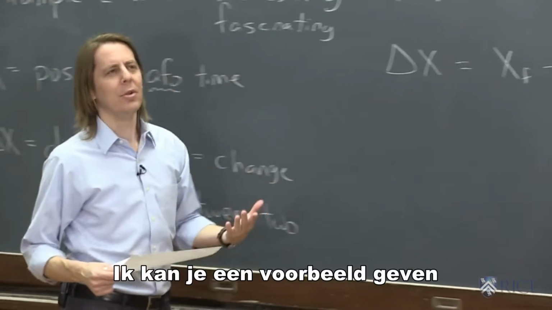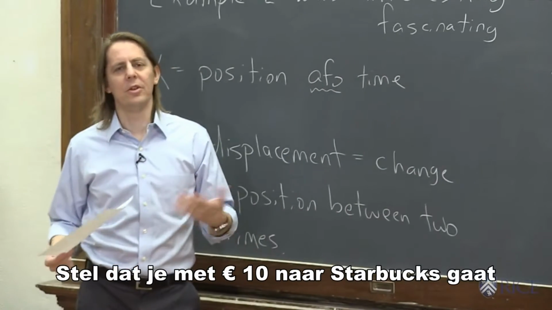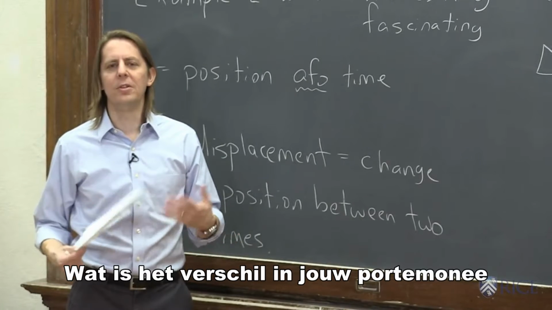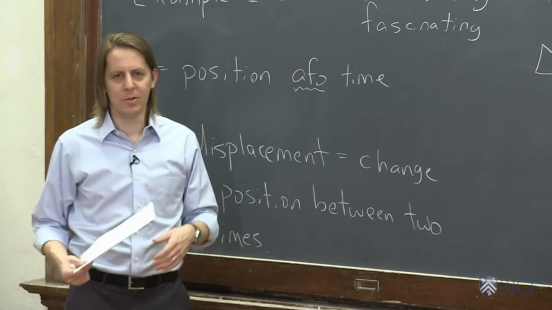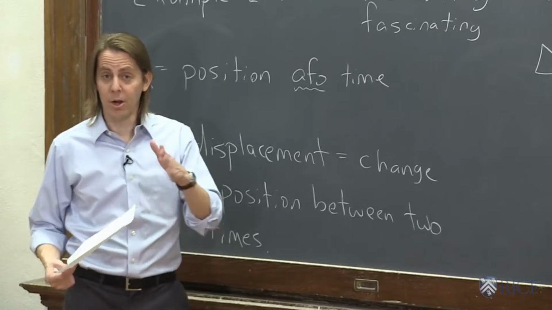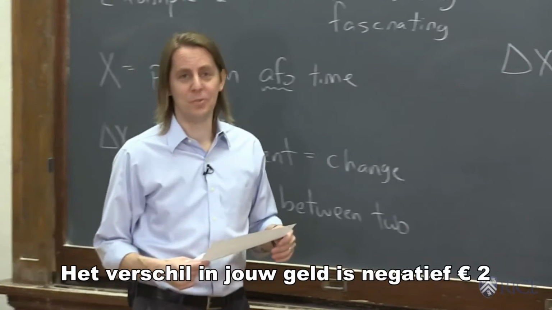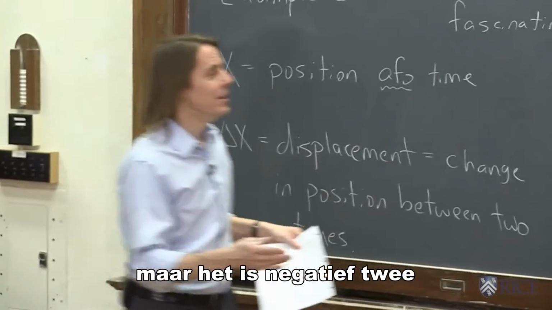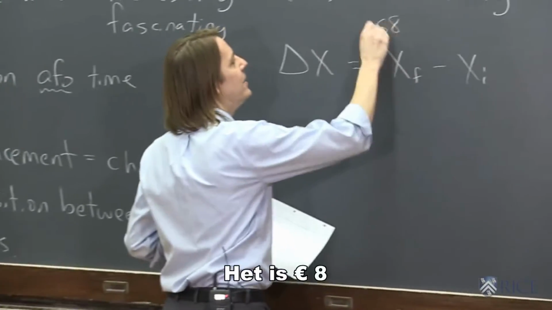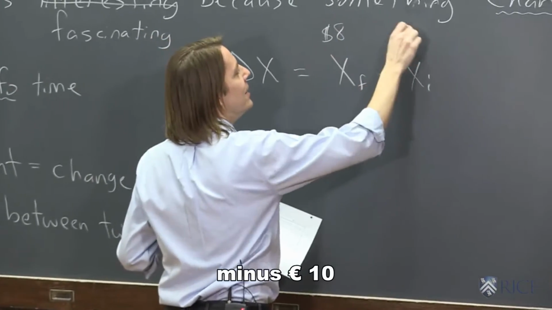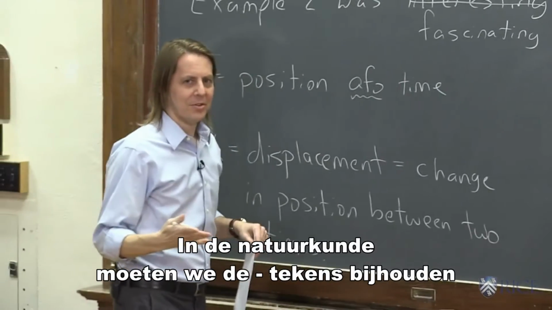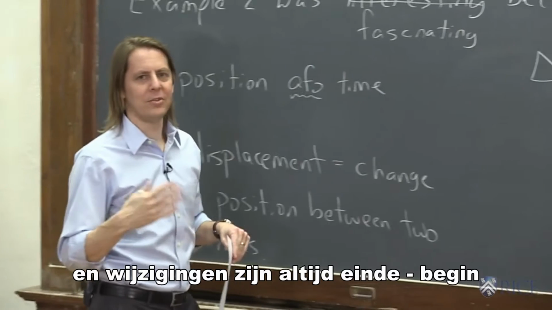So I can give you an example. Say you go to Starbucks with $10 and you get a cup of coffee and you come out with $8. Right? What's the difference in your money? Just say it out loud. What's the difference in your money? Wrong. The difference in your money is negative $2. So I'm sure you said $2. Everybody says $2, but it's negative 2. It's final minus initial. It's $8 minus $10. So in physics, we got to keep up with these negative signs, and changes are always final minus initial.